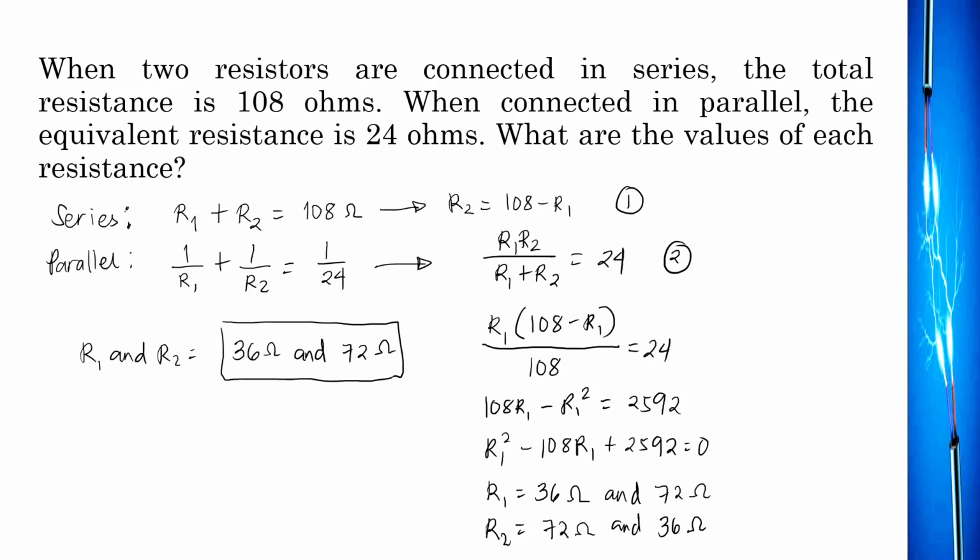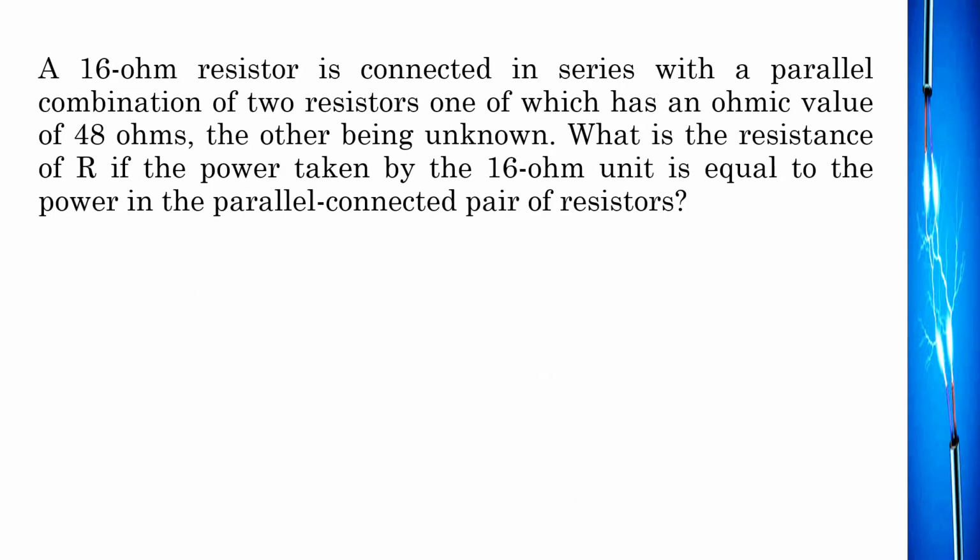Tricky. Ayan. Okay, next. A 16 ohm resistor is connected in series with a parallel combination of two resistors, one of which has an ohmic resistance or ohmic value of 48 ohms, the other being unknown. So, kumbaga parang kagaya lang nung kaninang problem natin kanina, no? Okay, na may nawawalang resistance na nakaparallel dun sa parallel connection. Okay, what will be the resistance of that unknown resistance if the power taken by the 16 ohm unit is equal to the power in the parallel connected pair of resistors?